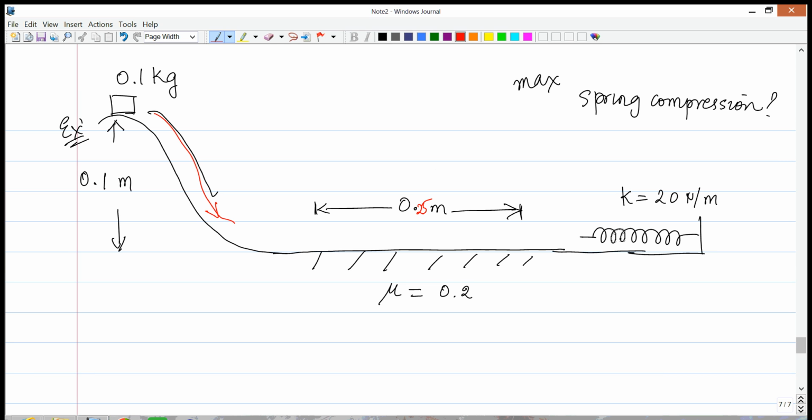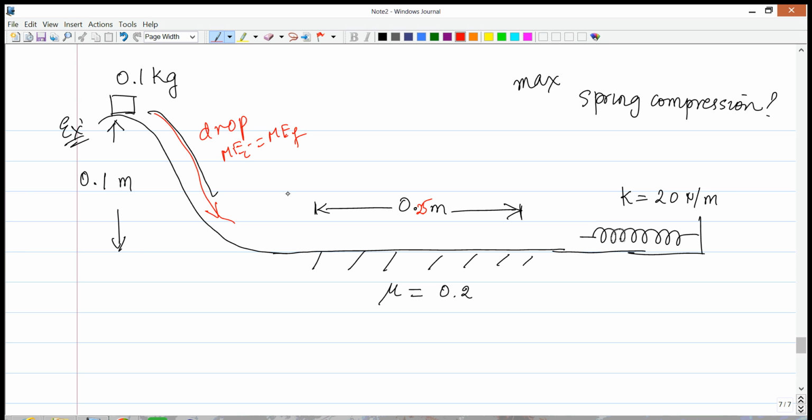So there are many things going on in this problem. Let's understand that. We have three motions. One is the drop from the hill, and that drop is frictionless, so there are no dissipative forces. So we can use MEI equals MEF for the drop.